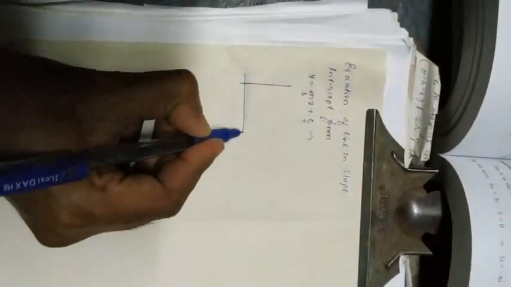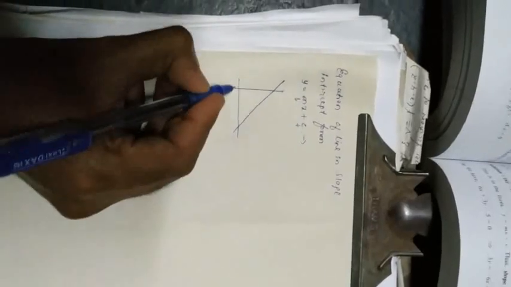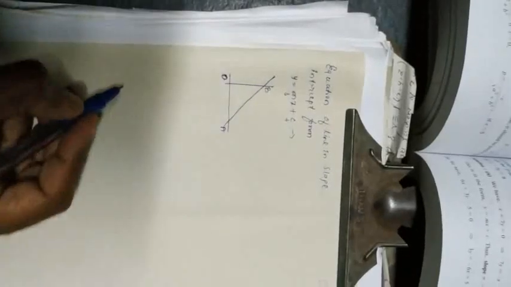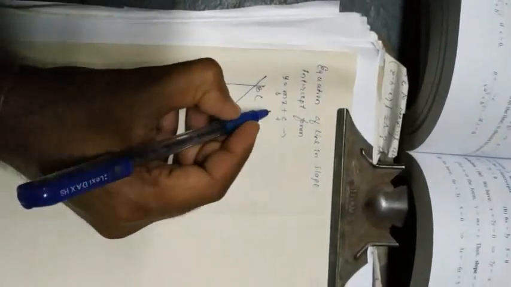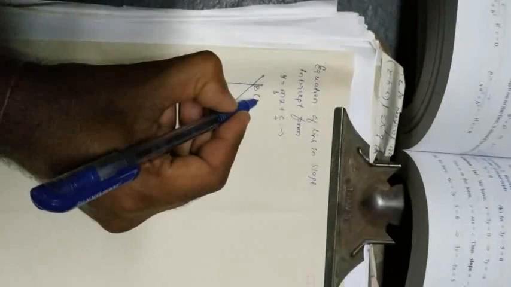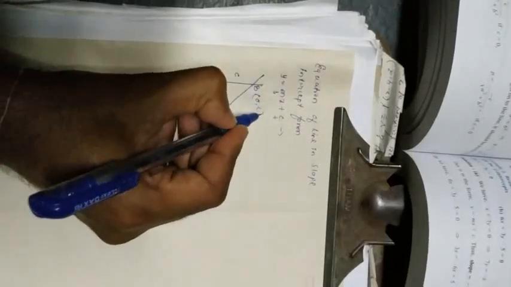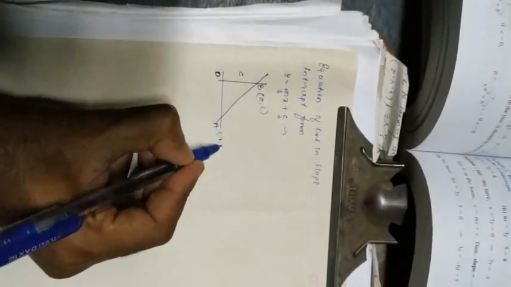So that is how we are going to prove this. This is 0, this is a, this is b. We are going to take this length as c, so this point is 0 comma c, and this point is x comma y. So again, that is how we are going to find the equation of the line.